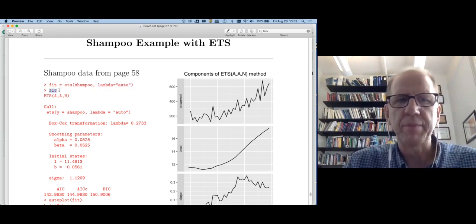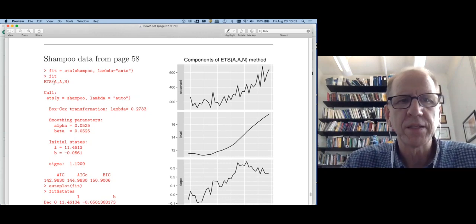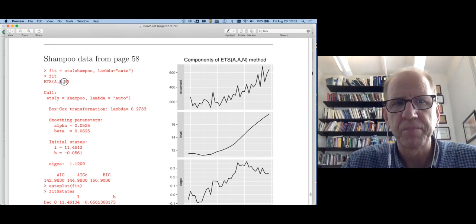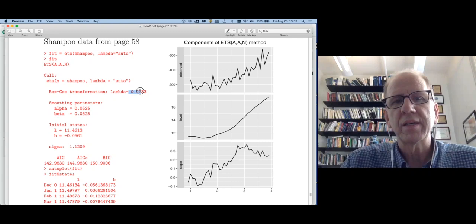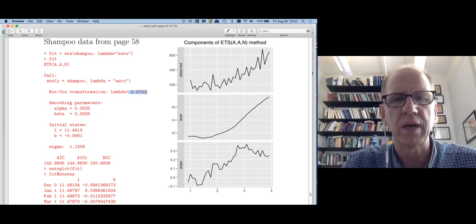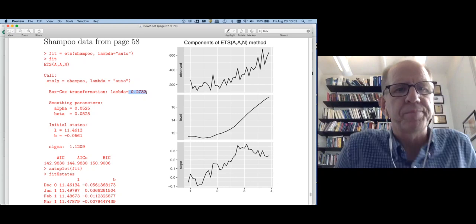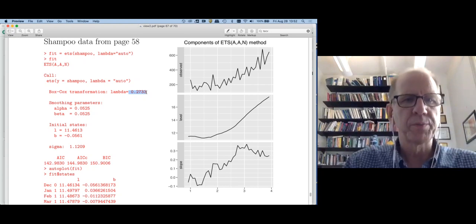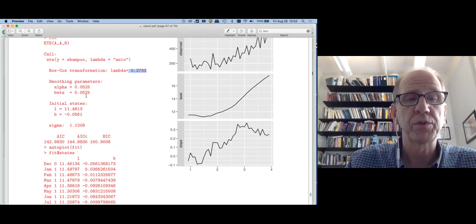When you display the fitted object, you'll see that the best model has an additive error, an additive trend, and we don't need any seasonal component. We'll see that the ETS function chose a Box-Cox transformation of about 0.27, so somewhere between a log and a square root. So we need to stabilize the variance a bit, and we can see what our smoothing parameters are. The smoothing parameters are both set to be 0.0525.